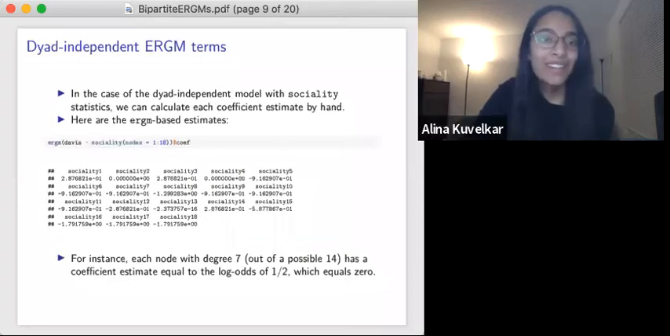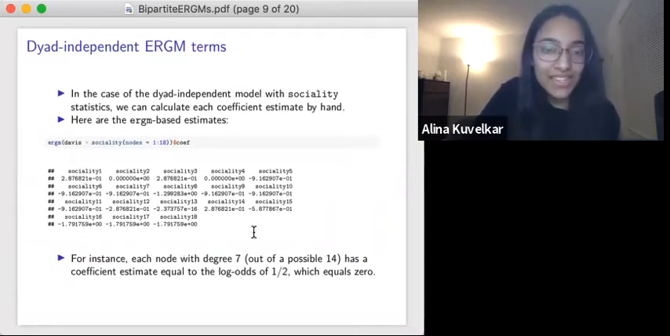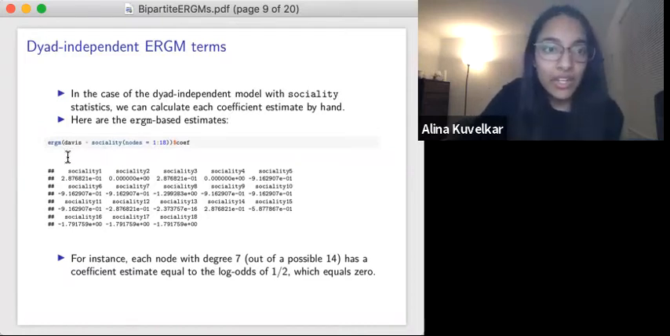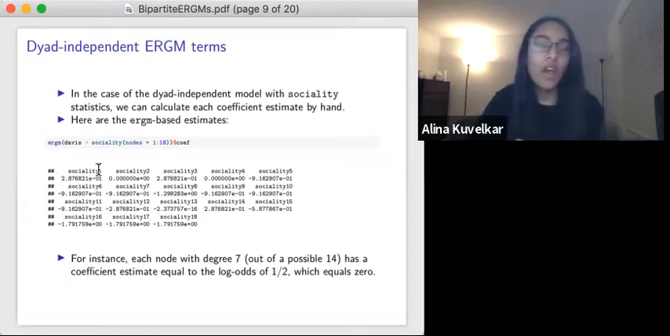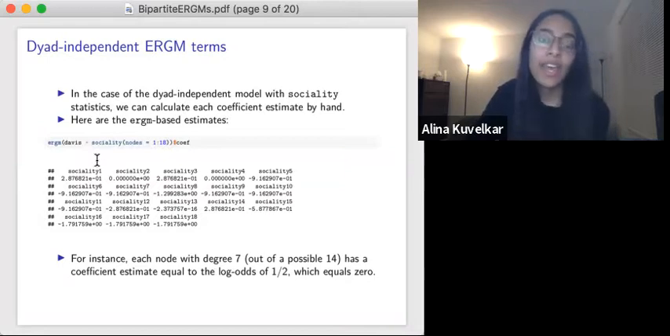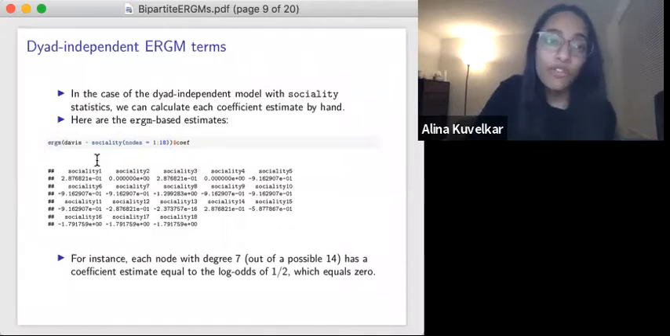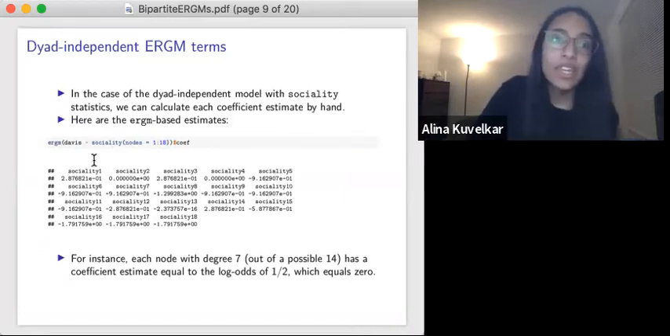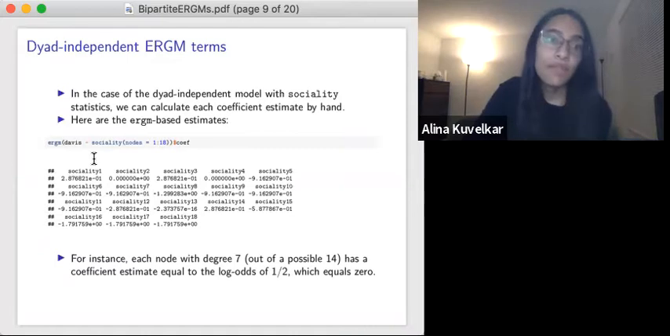Looking back at the dyad-independent model with the sociality terms, we can calculate the coefficient estimates by hand as well. Over here, we have the ERGM-based estimates, fitting in ergm and R. If we consider node 1 here, note that each of the woman nodes can have a max degree of 14, given that there are 14 events. Again, we noted that it had a degree value of 8 when we used the summary command. So the coefficient estimate is then equal to the log odds of 8 over 14, which is equal to 0.2877 here.